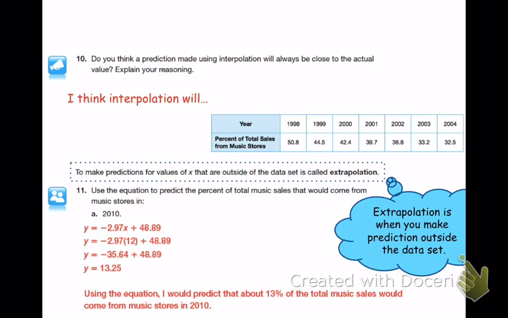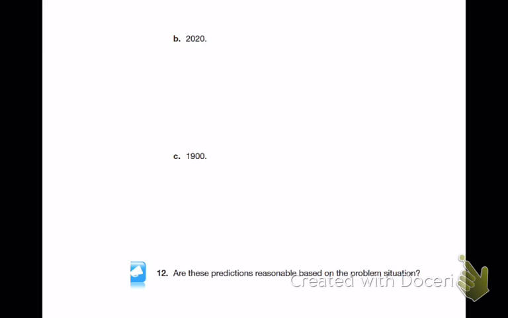Here's my sentence for the situation. Using the equation, I would predict that about 13%, rounding that 13.25, of the total music sales would come from music stores in the year 2010. Now it's your turn, so you're going to do it for 2020, again outside the data, extrapolation, and the year 1900, which is way outside the data, way before. Go ahead and figure out what numbers you would be plugging in. Go ahead and pause this and come back to do number 12.